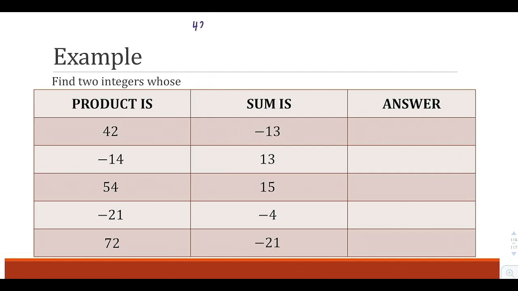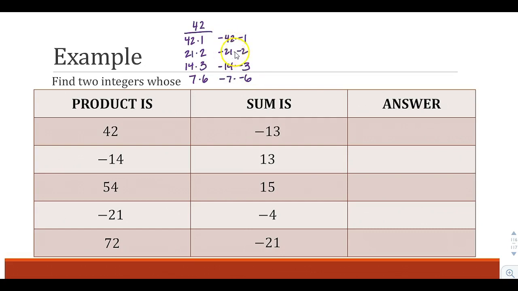If I start out with 42, I'm looking for two numbers whose product is 42. So we can do 42 times 1, or 21 times 2, 14 times 3, or 7 times 6. But those are only the positive integers, because we can also have negative 42 times negative 1, negative 21 and negative 2, negative 14 and negative 3, and negative 7 and negative 6. And because we want their sum in this example to be negative 13, we're going to think about adding the negative values together.